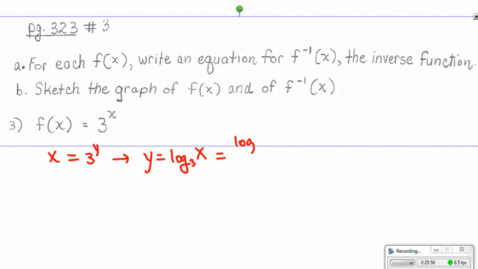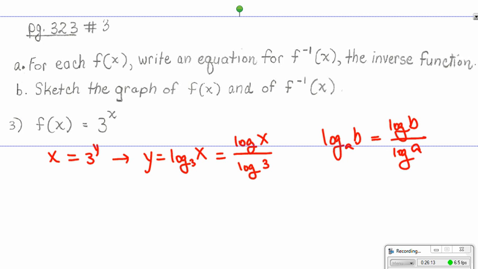This is the same as log of x over log of 3. Now, the property of log base a of b is equal to simply log of b, the common logarithm, over log of a. Using this principle, we can put that into the calculator, and you should be able to sketch it. Then you should be able to observe the symmetry about y equals x.